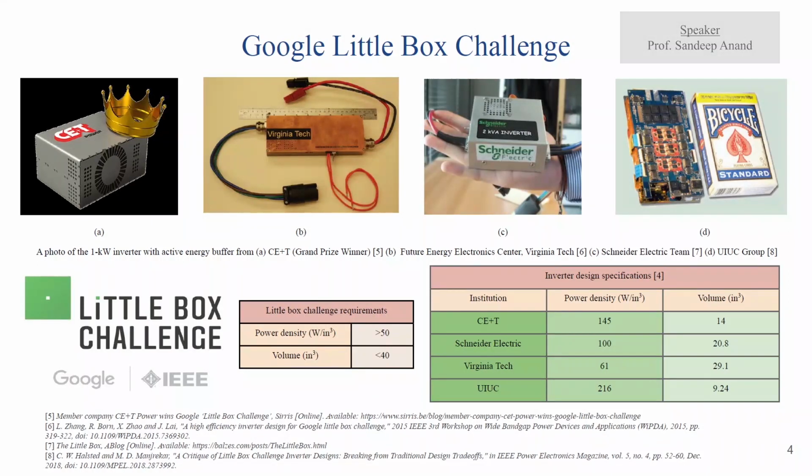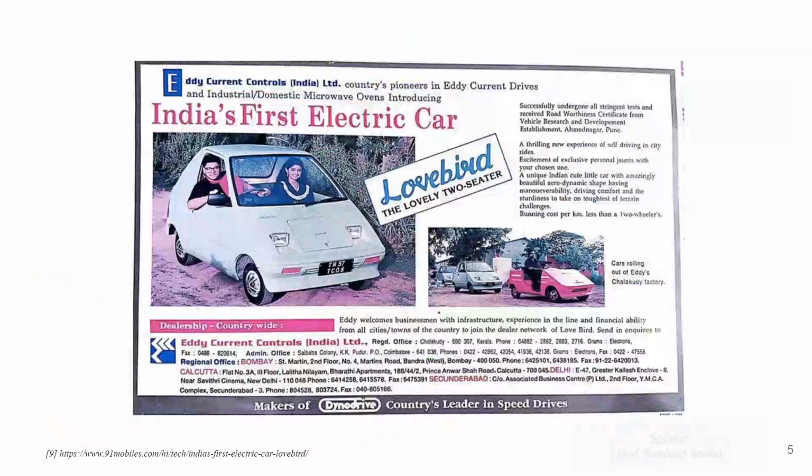I'll give you one more example. I don't know how many of you know, but there was a company called Eddy Electric, right? Eddy currents, right? The way we feel all fancy about Tesla being named after a scientist, eddy current is also a very technical, kind of nerdy name, and this company started in India back in 1993. They made EVs, electric vehicles, and they called their cars Lovebirds.